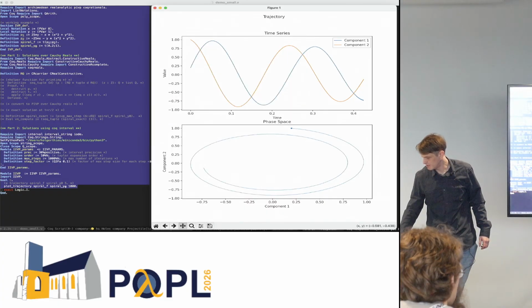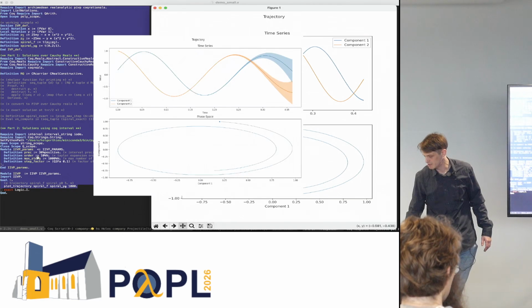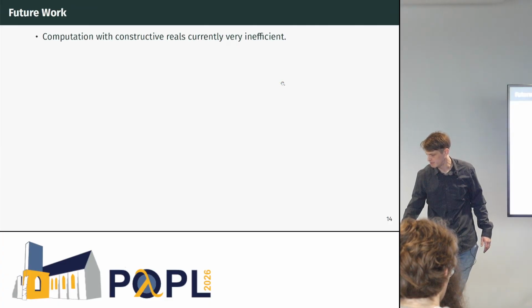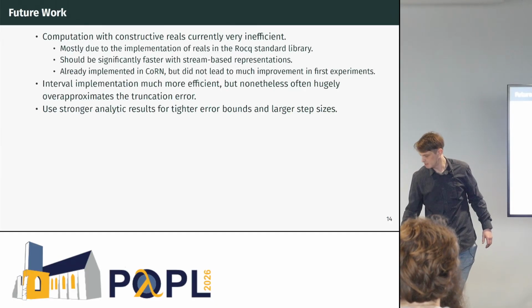Here, this is now not using exact reals, but using intervals. So depending on how you choose your factors, at some point the error will grow. For example, if you make those factors a bit smaller, you can see that the error will grow quite quickly. Okay, so I think I'm almost out of time.